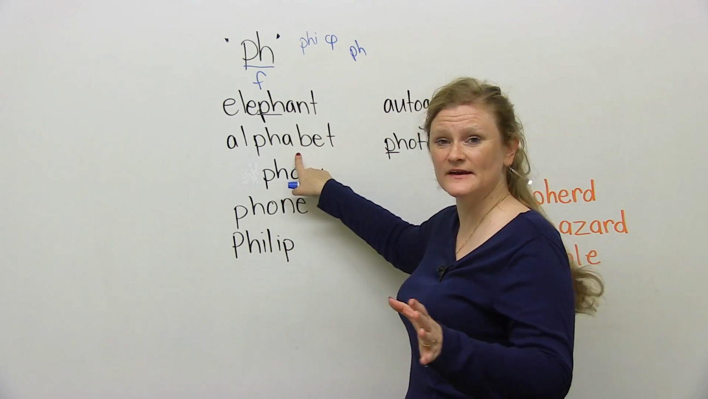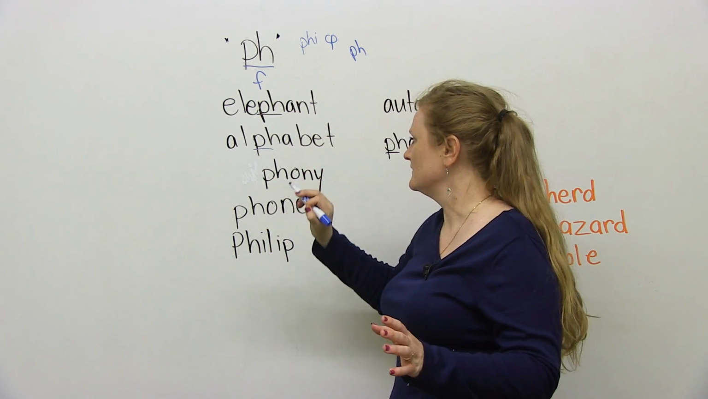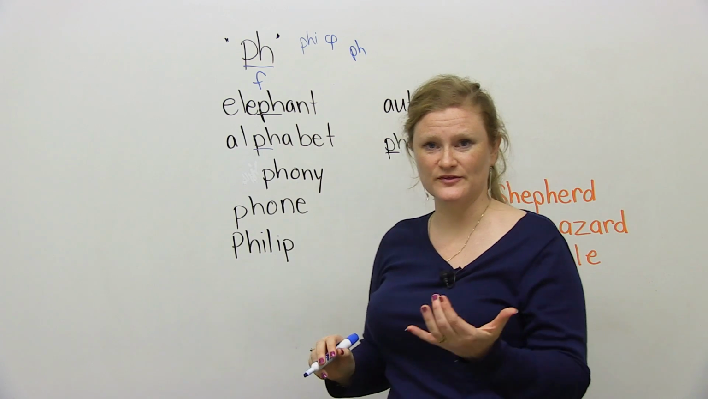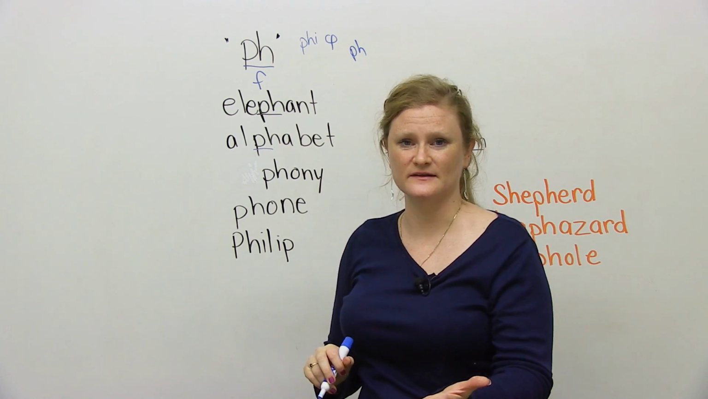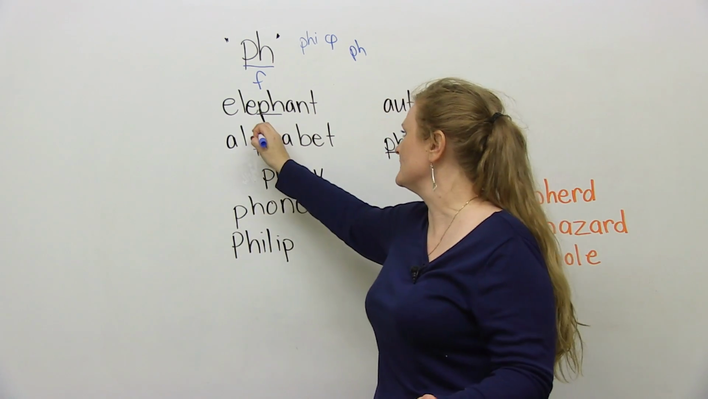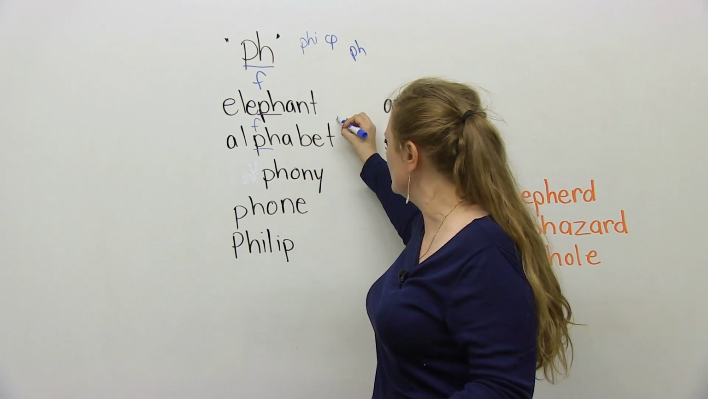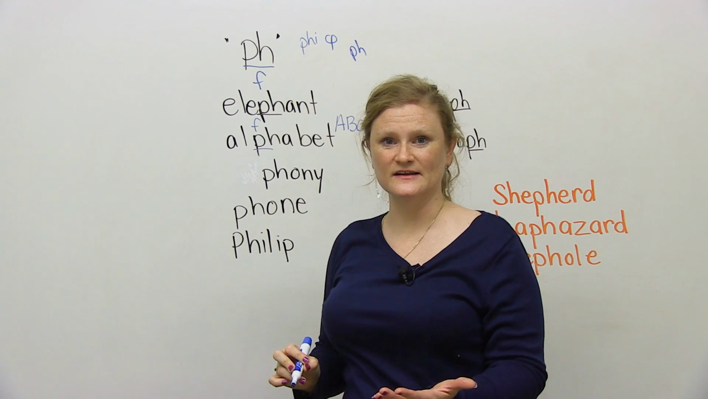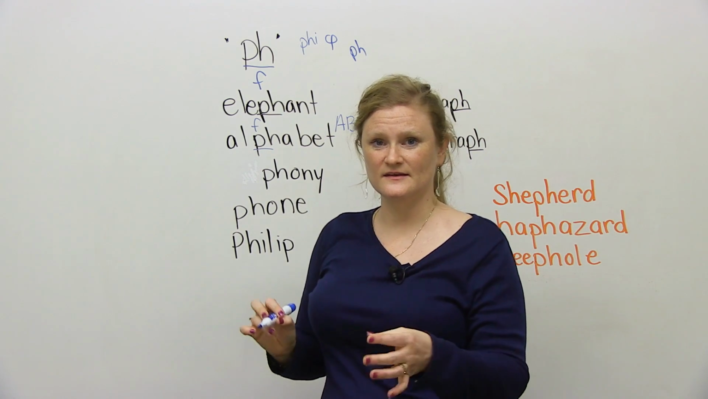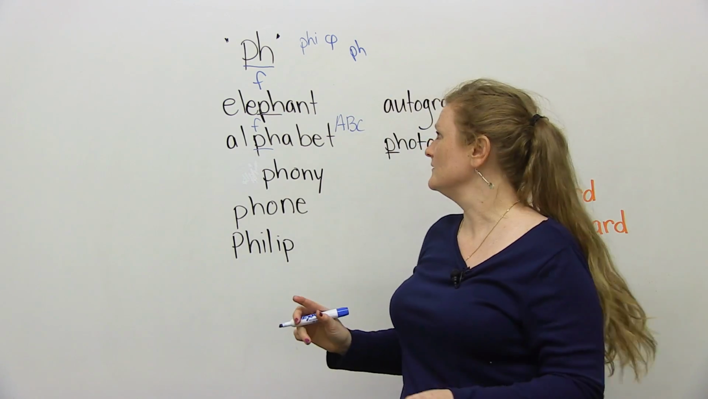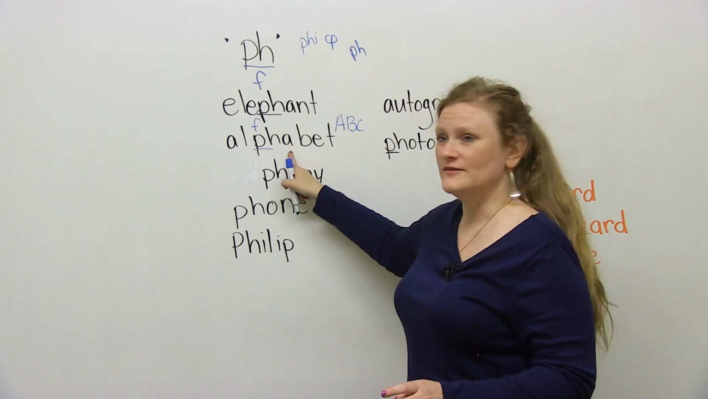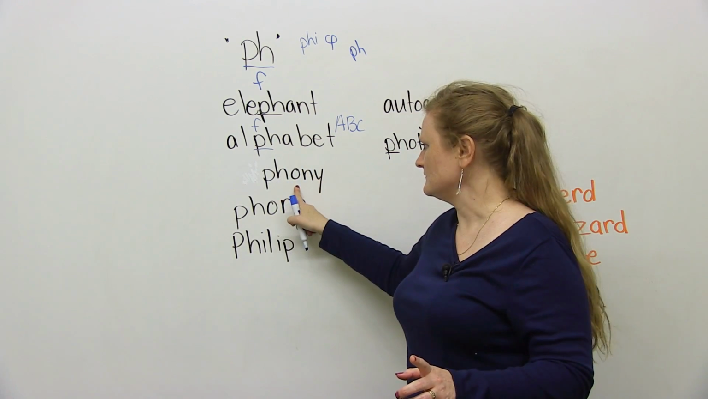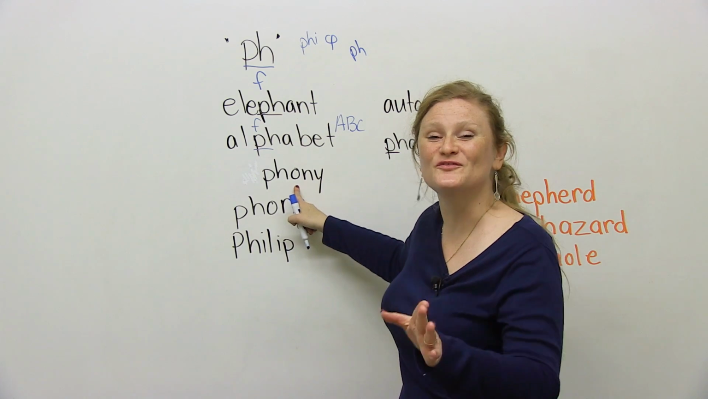The next word is a very important word when you're studying English. It's the alphabet. Alphabet. The alphabet are also known as the ABCs in English. A, B, C, D, E, F, G, P, H, F. Good. This is alphabet.